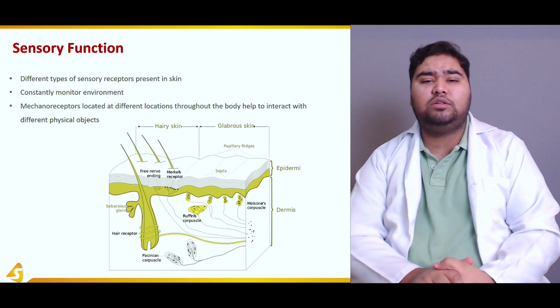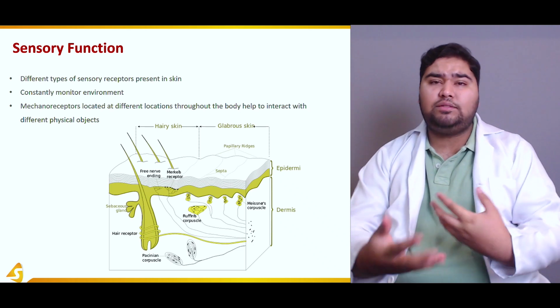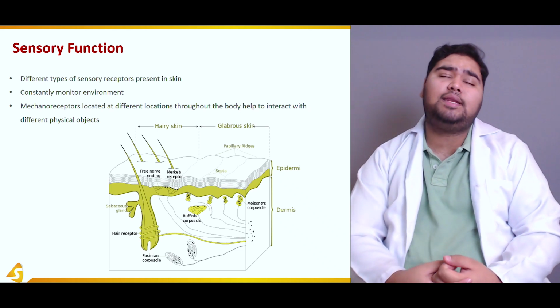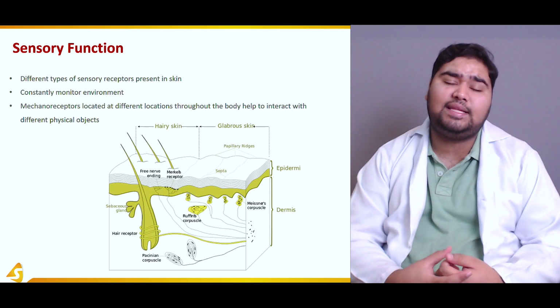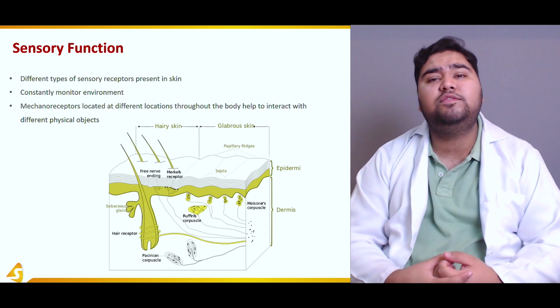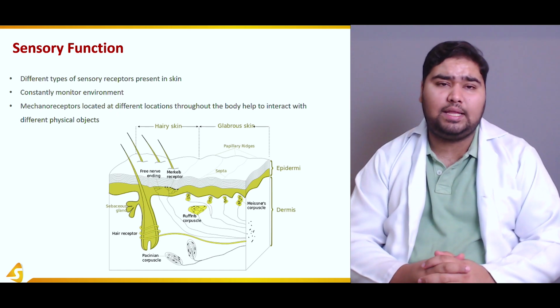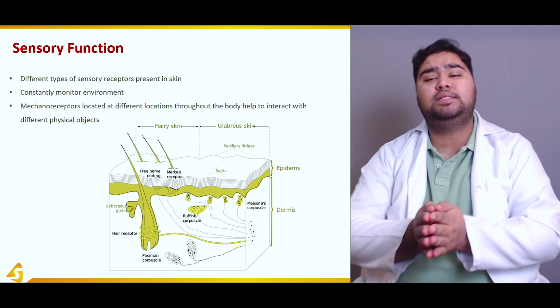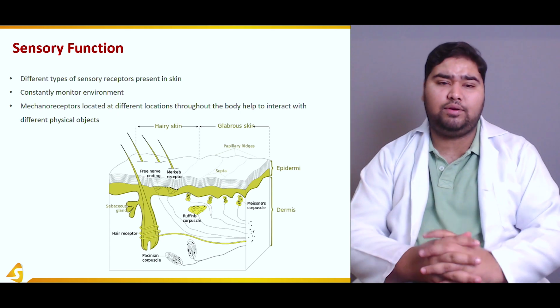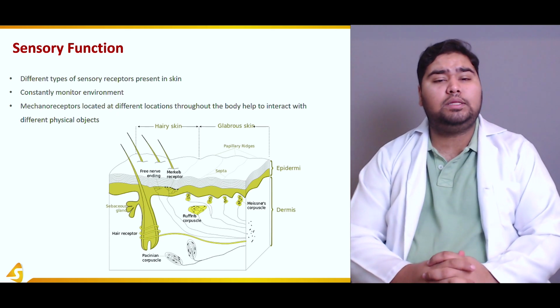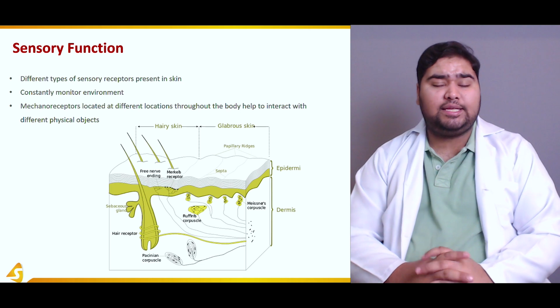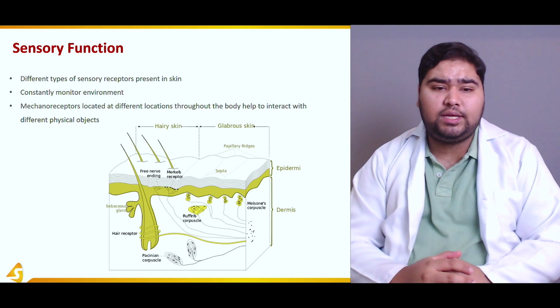The sensory function of the skin, as we discussed earlier, is via the sensory receptors. There are 2 types of receptors, primarily mechanoreceptors in the skin. There are capsulated mechanoreceptors and non-capsulated mechanoreceptors. All of these receptors are constantly monitoring the environment.